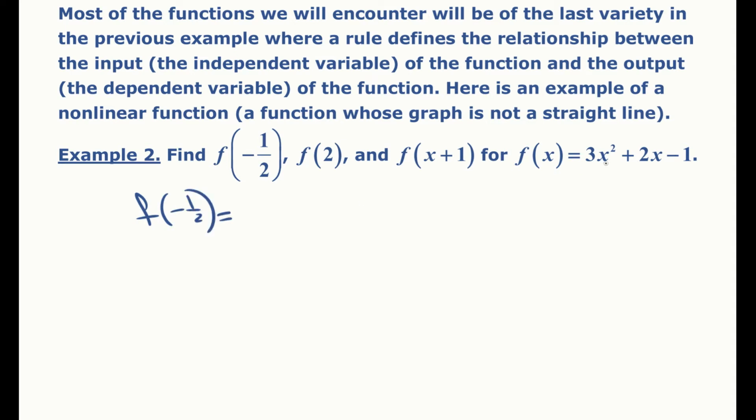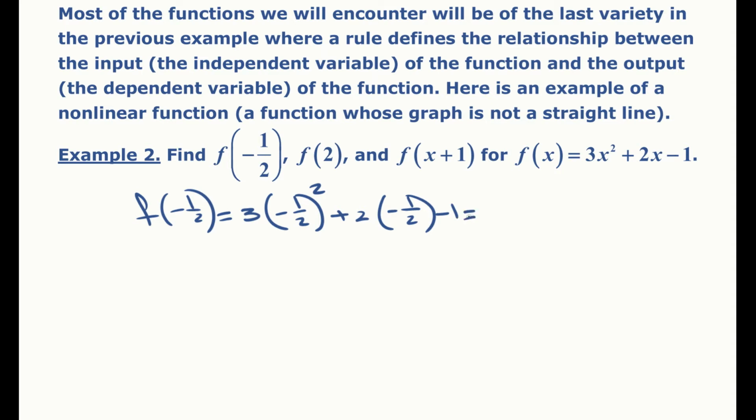we're just going to substitute negative 1/2 everywhere we see x in the definition of the function f of x. So we get 3. Now, because it's negative, you're going to want to parenthesize it and then square it, right? Because you want to square all of negative 1/2, not just the 1/2 part, or just the 1 part for that matter. All right, so plus 2 times, again, I'll go ahead and parenthesize the negative 1/2 minus 1.